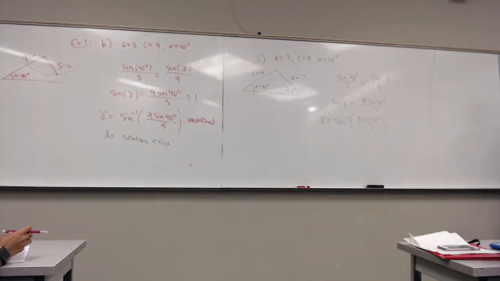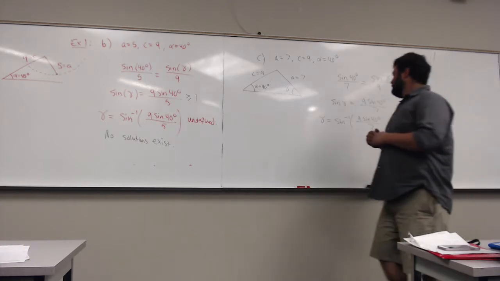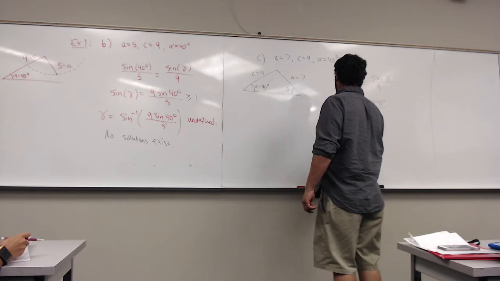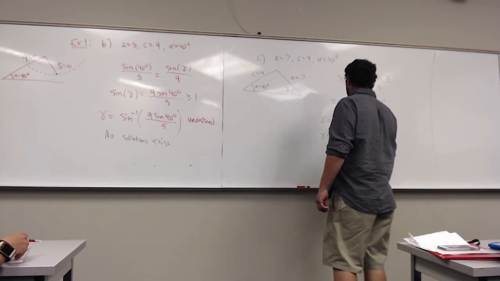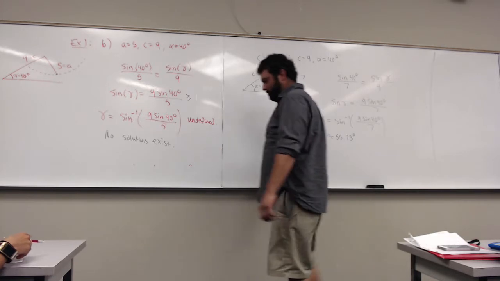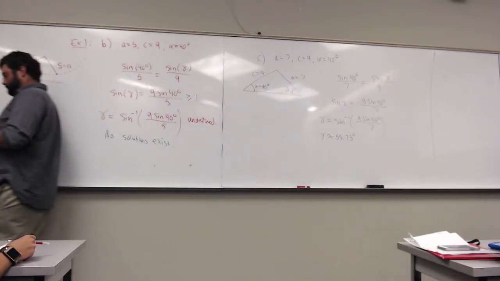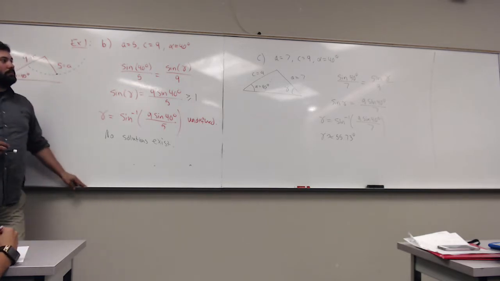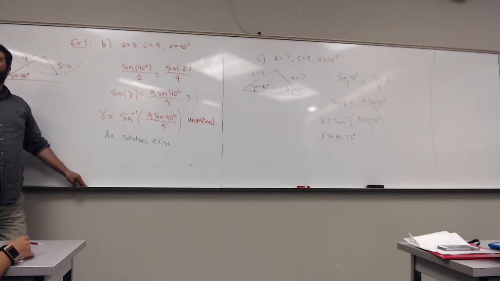Alright, any issues here then? Let me wait and see. Anybody try to plug this in their calculator yet? Did it work, Martin? It worked for me. So what did we get for angle gamma? 55.73 degrees, yeah. Okay. So there's at least one solution. You guys all right? Okay, cool.